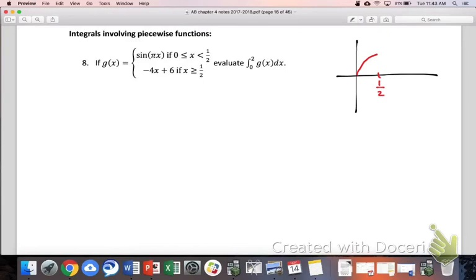But once you get to 1/2, no longer is it the sine part. Now it is a line. And the line is going to do something like this, right? Okay, so we're supposed to evaluate from 0 to 2. And so essentially I've got this area between the x-axis and the sine curve, and then I've got this other area stuff going on with the line.